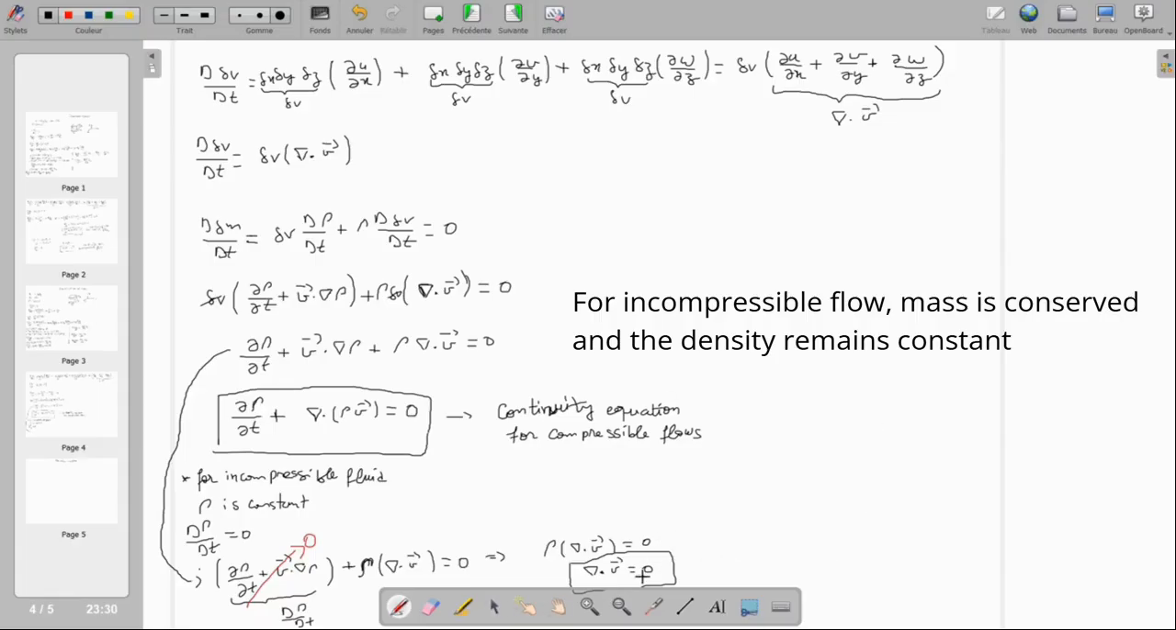So this is the continuity equation for incompressible flow: nabla dot v equals 0.